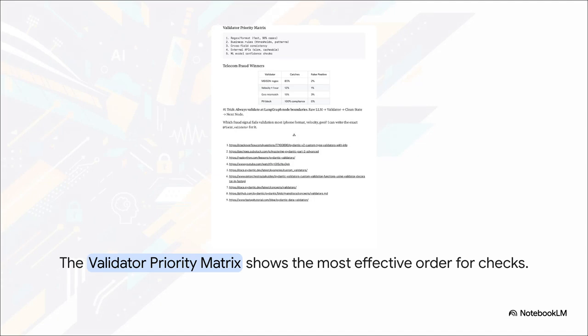You always start with the cheapest, fastest checks on the left, like format validation with regex. These will catch most of the simple errors. Only after passing those do you move on to more expensive checks like business logic, cross-field rules, and finally the real heavy hitters like calling an external API or another ML model.